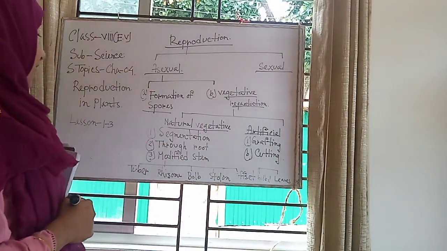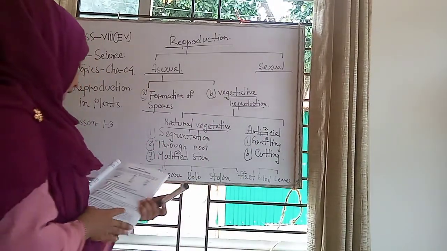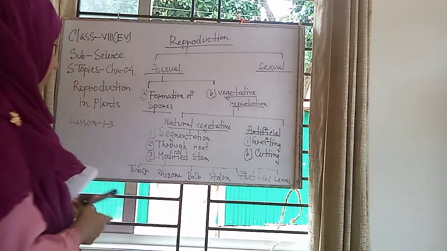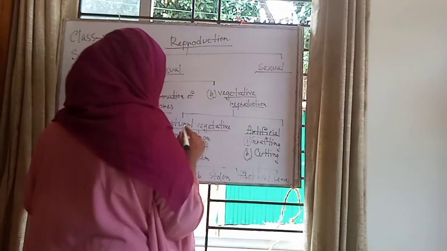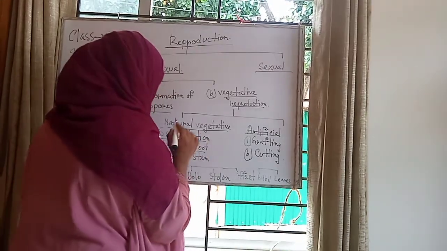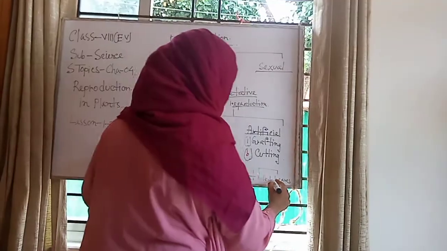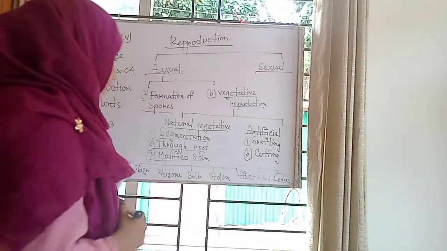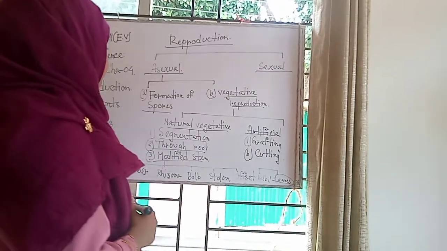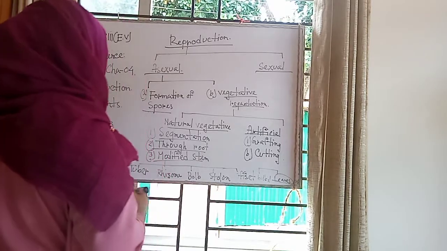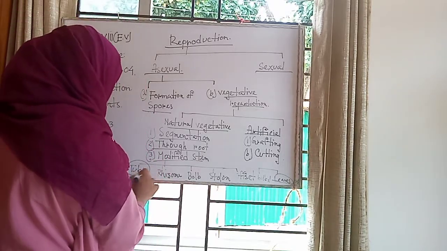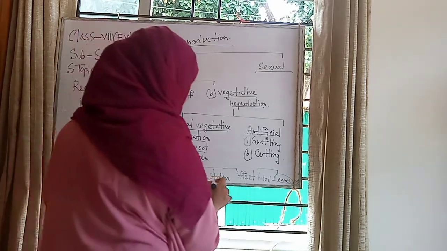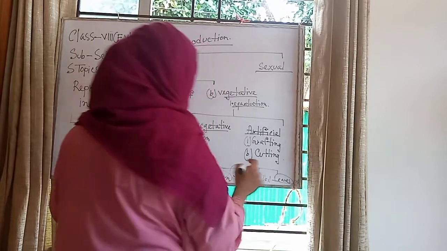Natural vegetative reproduction has four types. The first is segmentation, the second is through root, the third is modified stem, and the fourth is from leaves. My dear students, this is very important. The modified stem has first the tuber, second the rhizome, third the bulb, fourth the stolon, and fifth the offset.